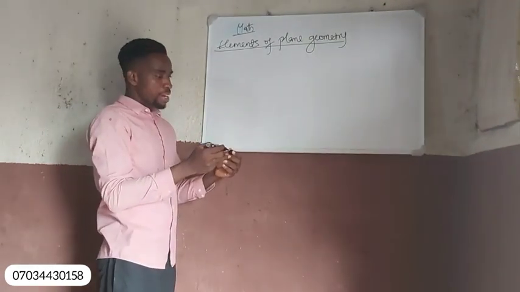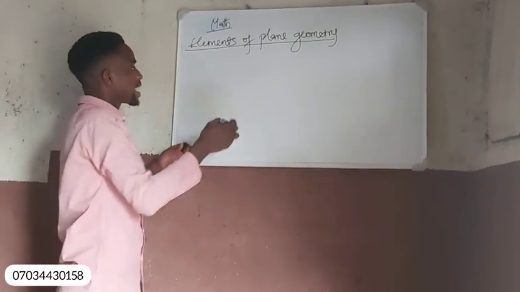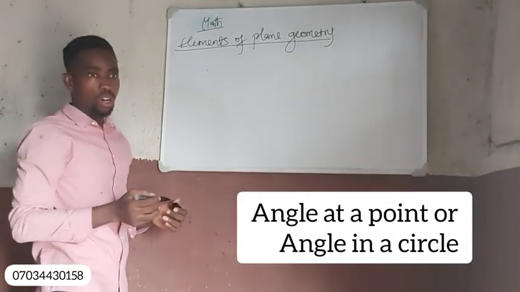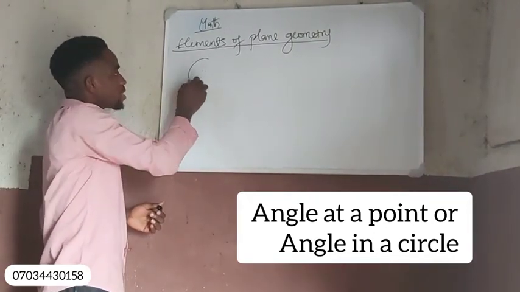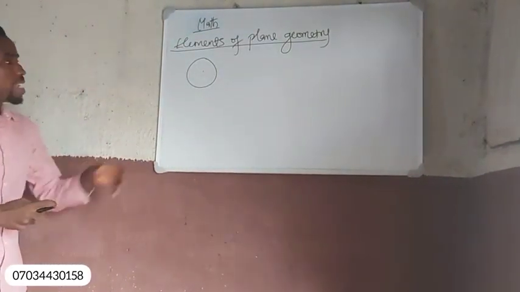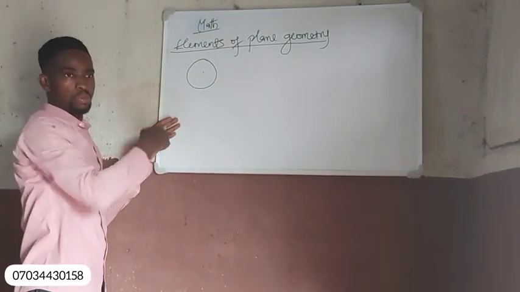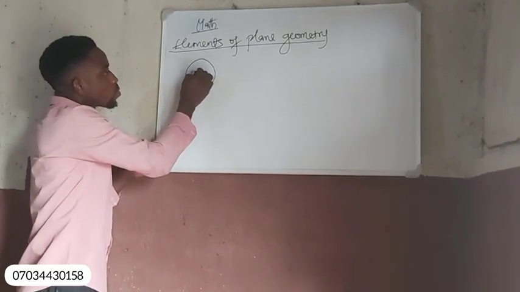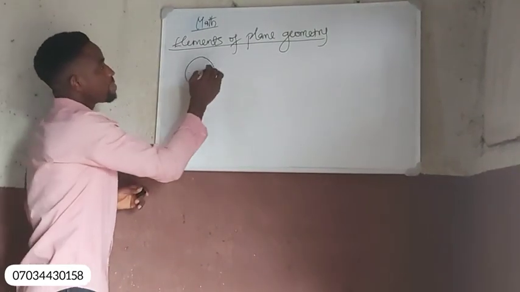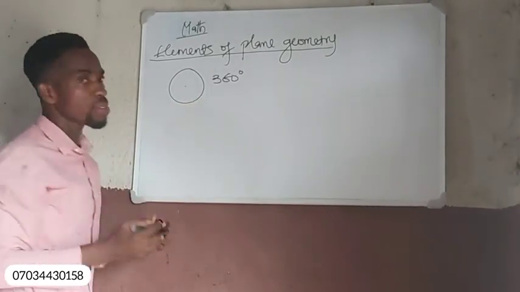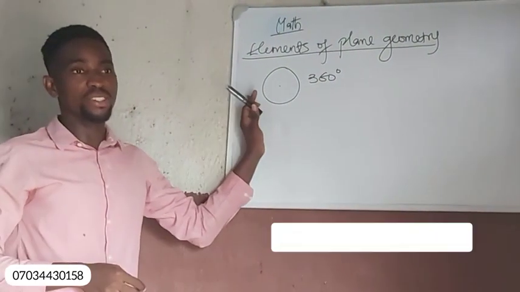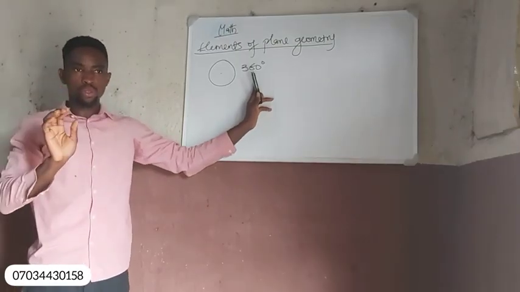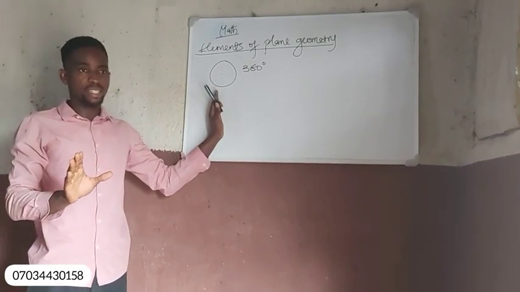So we have various popular angles like angle at a point, which is also called angle in a circle. A circle is a complete figure. So when we have angle in a circle, or angle that we also call angle at a point, we give it a value of 360 degrees. So angle at a point or angle in a circle has the value of 360 degrees. These are the things we will have to know, that angle in a circle is 360 degrees.